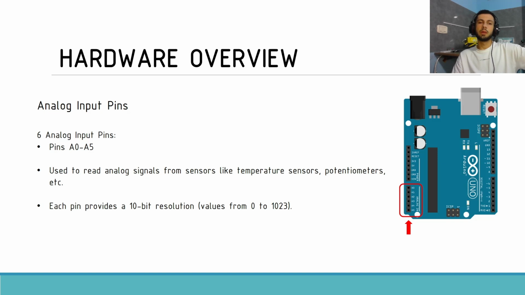We will talk about the analog input pins. As we can see on our Arduino Uno board, the analog pins are located from A0 to A5. We have 6 analog pins.